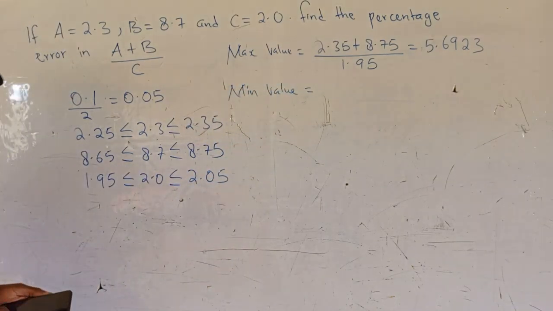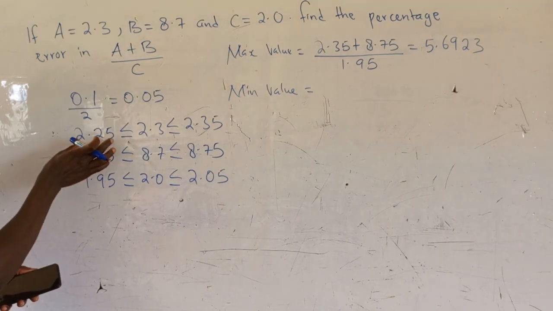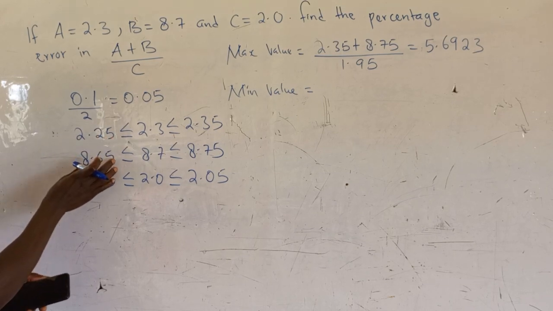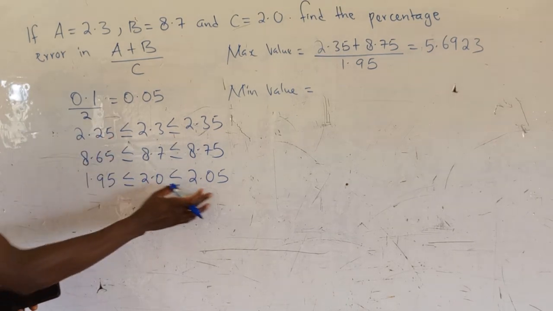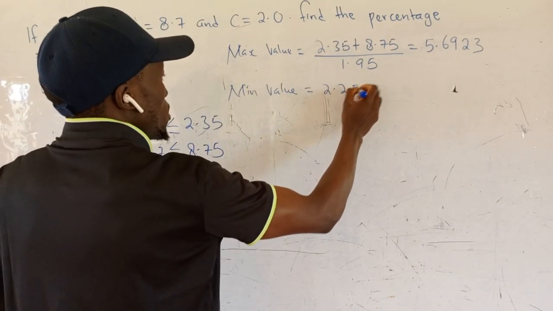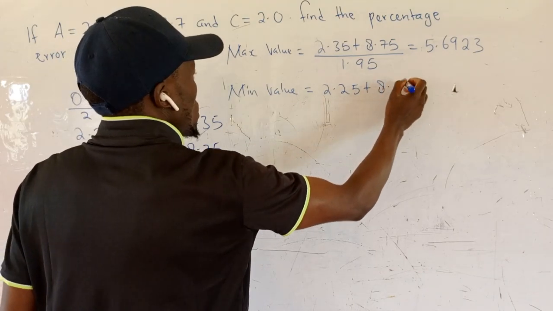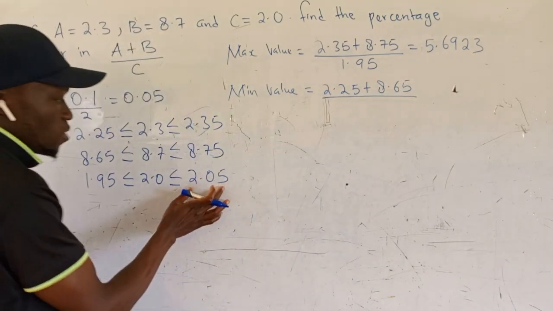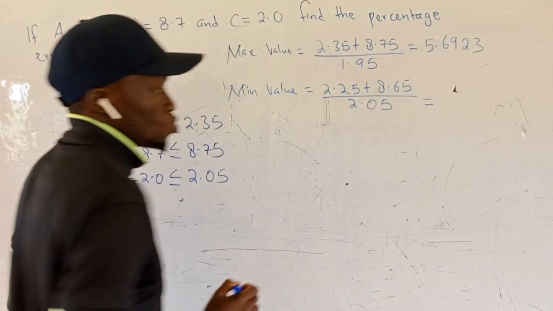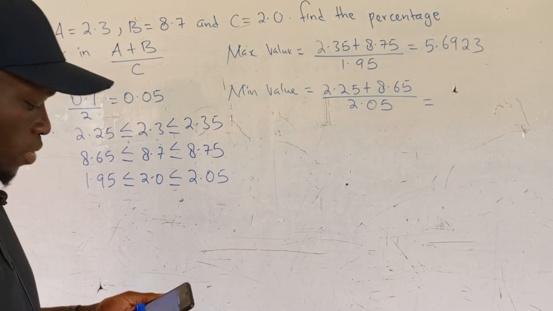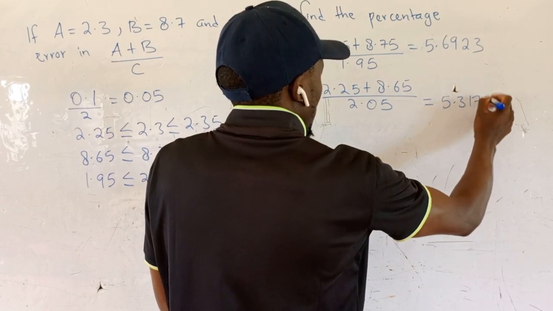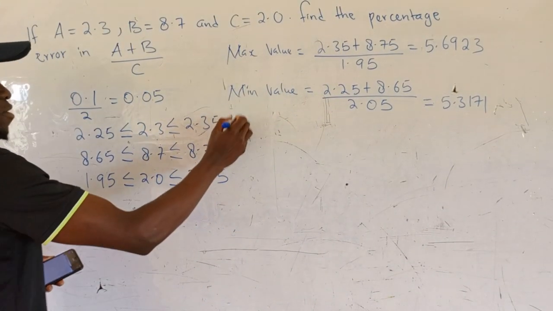Now, to get the minimum value of A plus B divided by C, you take the minimum value of A plus the minimum value of B. Then you divide by the maximum value of C. So this one is going to give us 2.25 plus 8.65. We divide by the maximum value, which is 2.05. So when you do this one, from your calculator, you're supposed to get 5.3171.